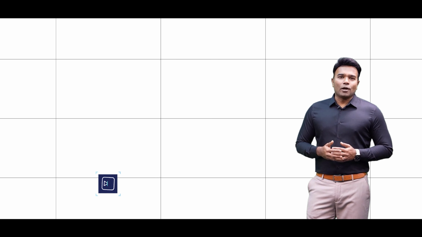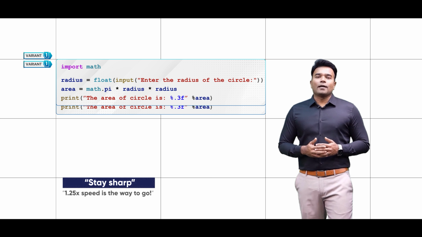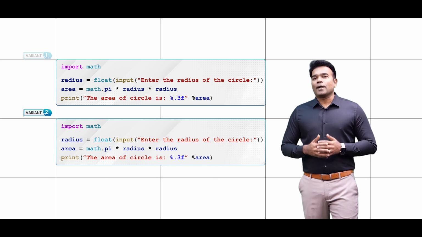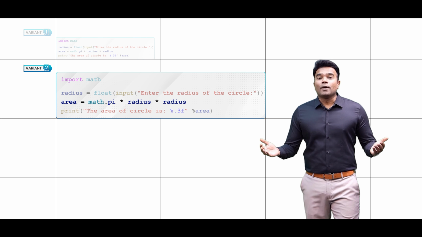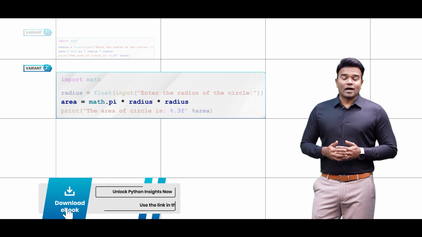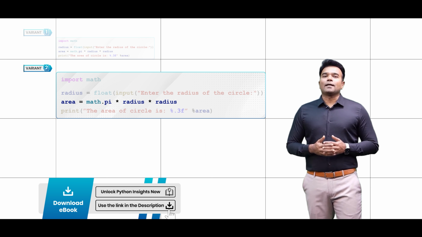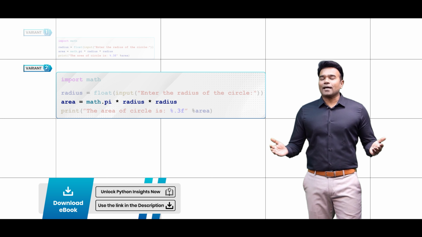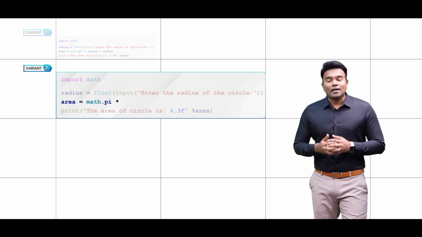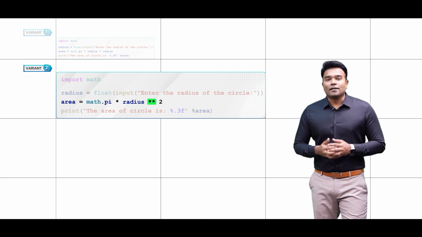Even before I speak about the commenting part of it, let me tell you that there is one more way in which the same programming code can be coded. What I mean to say is, have a look at this line. Area is equal to math.pi star radius. Well, here, instead of me writing twice as radius star radius over here, what I can code it as is radius star star 2. Yes, here I'm introducing a new operator called the star operator.